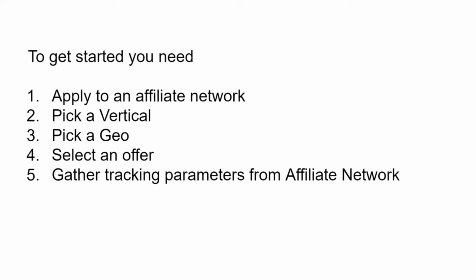After you've narrowed down your vertical and your geo in the affiliate network filters, then now you can go ahead and choose your offer. And then you just need to make sure you get all your tracking parameters from the affiliate network, and then you can migrate over and create your offer.